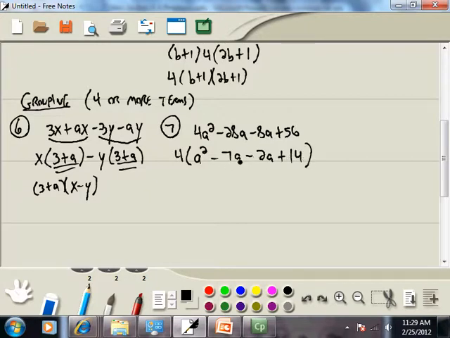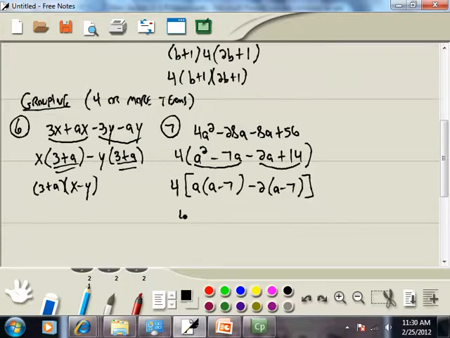Now looking at what's inside the parentheses, this is 4 more terms, factored by grouping. So group first 2 together, group last 2 together. The 4 doesn't change anything, but we have to keep carrying it down. Looking at my first group, they both have an a in common. So I factor out an a, and that gives me a minus 7. My second group, they're both divisible by 2, and my first term is negative. So I'll factor out a negative 2. And that gives me an a minus 7.